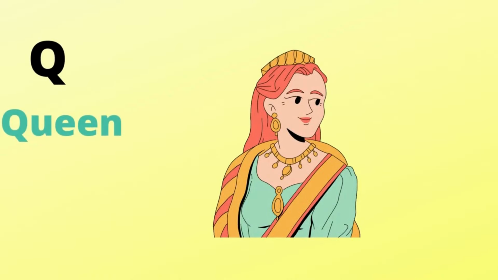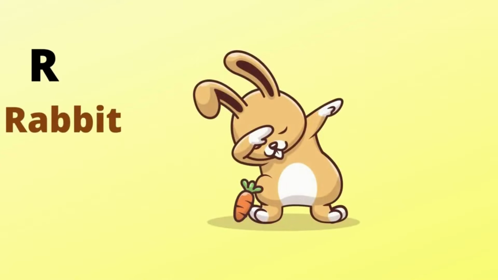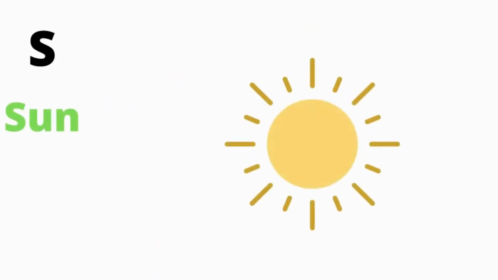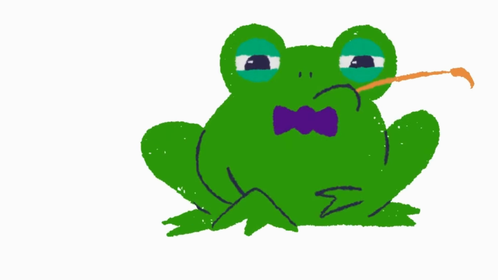Q is for queen, q, q, queen. R is for rabbit, r, r, rabbit. S is for sun, s, s, sun. T is for toad, t, t, toad.